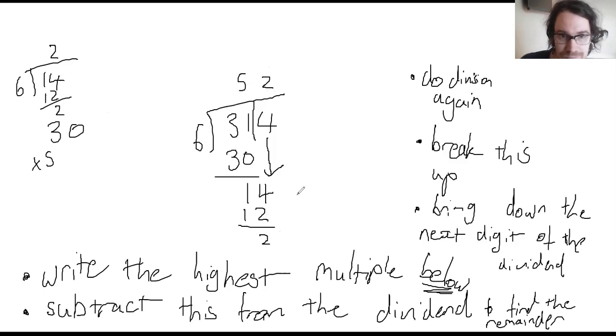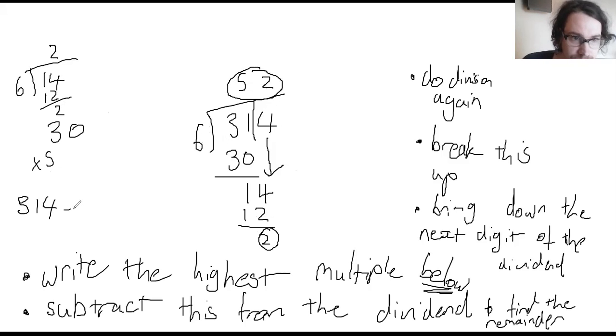Now we can stop. There aren't any more digits to bring down. So here is our answer, 52, with the remainder of 2. 314 divided by 6 is 52, with the remainder of 2. Let's rub that out and do another one.